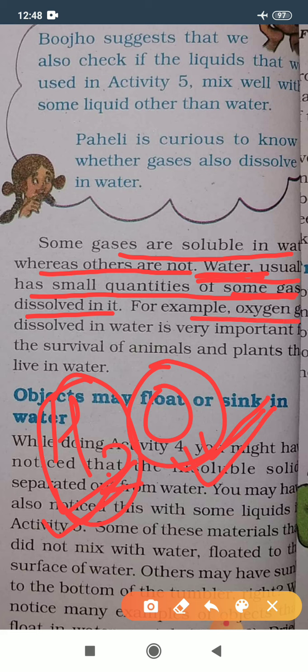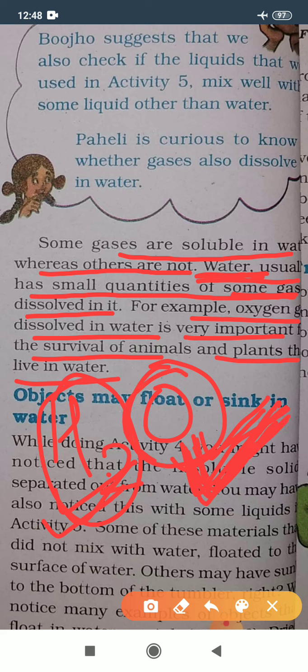For example, oxygen gas dissolved in water is very important for the survival of animals and plants that live in water. Everyone knows that oxygen is necessary for every living being. So for aquatic animals too, oxygen is necessary. They take oxygen from water, with the help of the oxygen that is mixed with water.